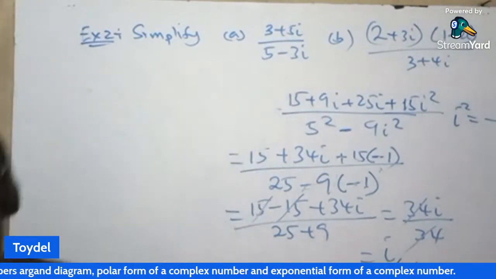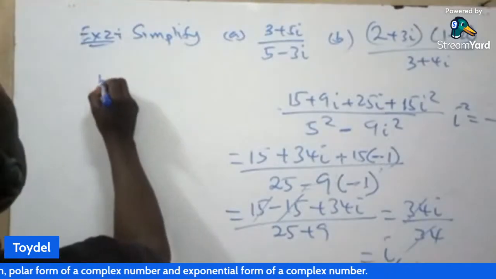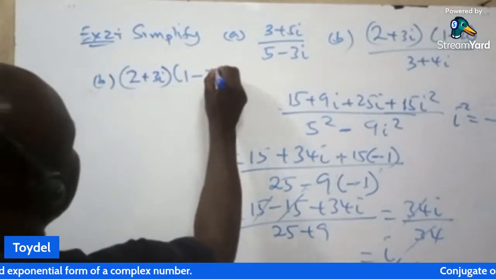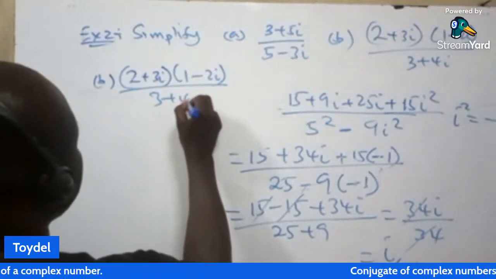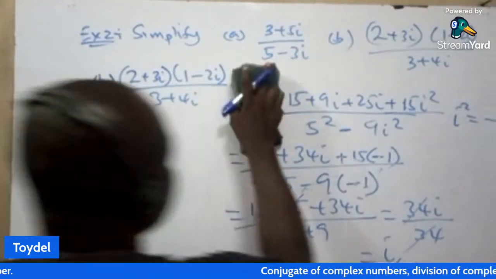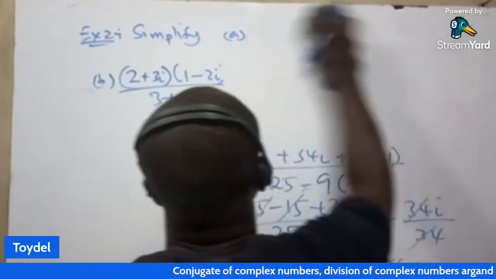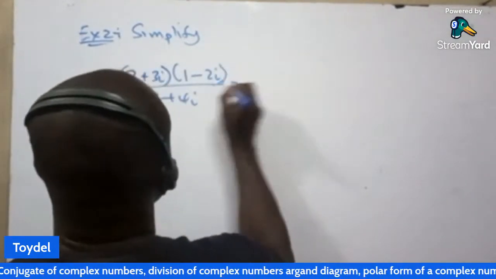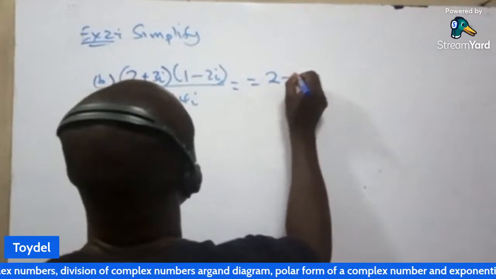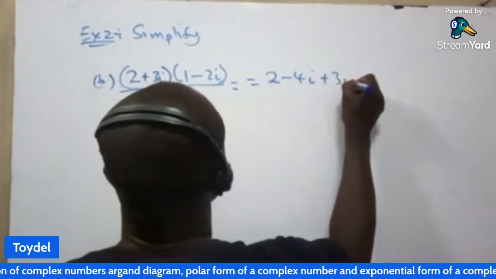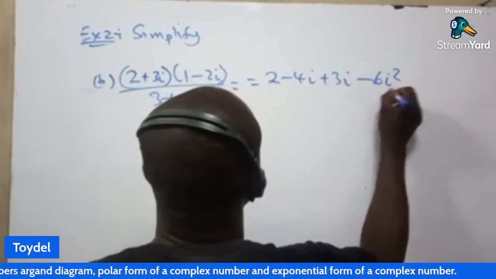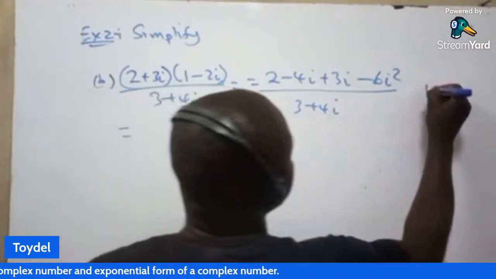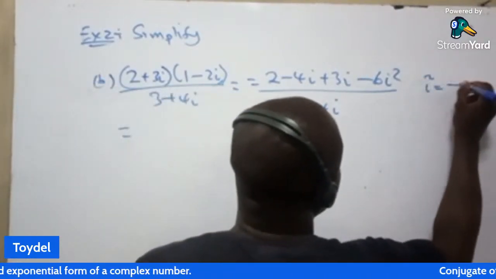So we take the second example, where we have (2 + 3i)(1 - 2i) all over (3 + 4i). In this case, we first expand the numerator before we use the conjugate. If I expand the numerator, I'm going to get 2 - 4i + 3i - 6i² all over 3 + 4i. Then i² is equal to -1.